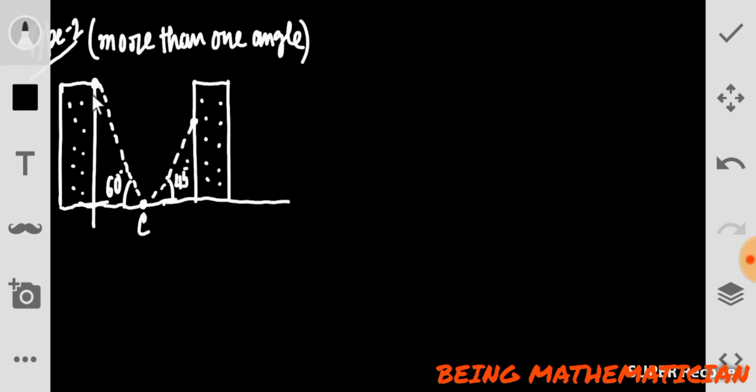If the height of the building from horizontal to this point is 20 meter and the height of this is 15 meter, then find the distance between B and D.